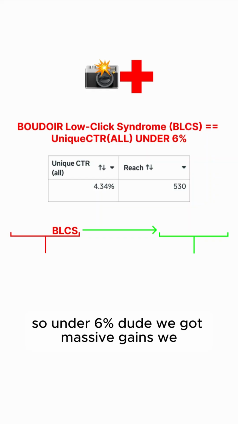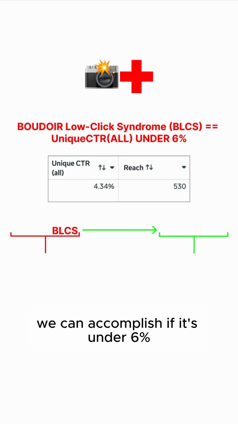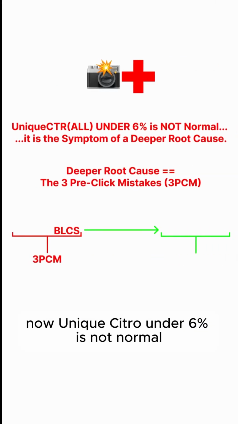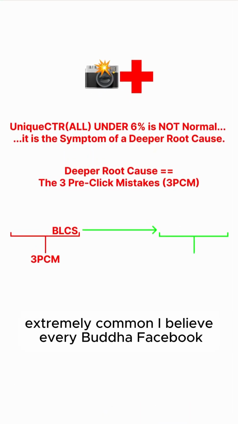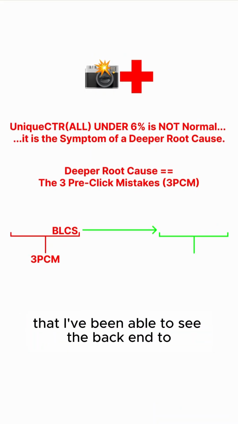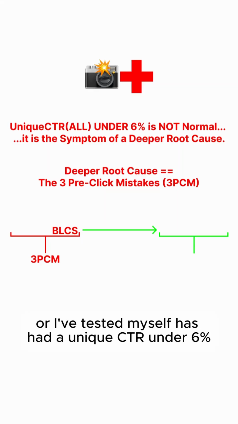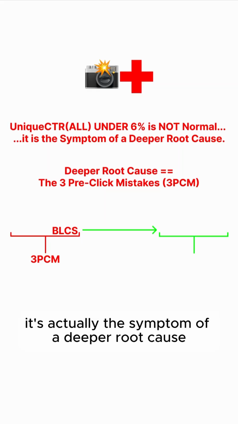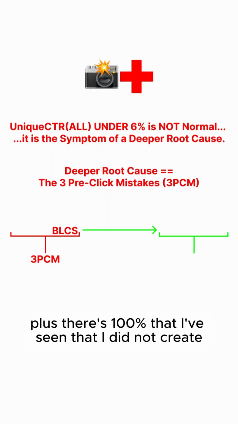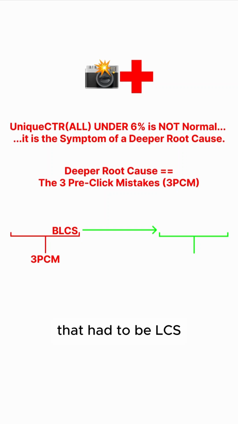Under 6%, dude, we got massive gains we can accomplish. Now, unique CTR under 6% is not normal. Extremely common, I believe. Every Boudoir Facebook ad I have seen that I've been able to see the back end to, or I've tested myself, has had a unique CTR under 6%. So extremely common, but it's not normal. It's actually the symptom of a deeper root cause. Well, this is 100% that I've seen that I did not create that had BLCS.